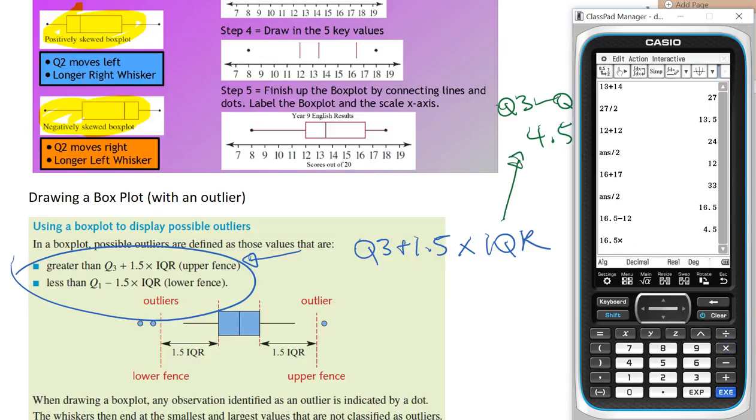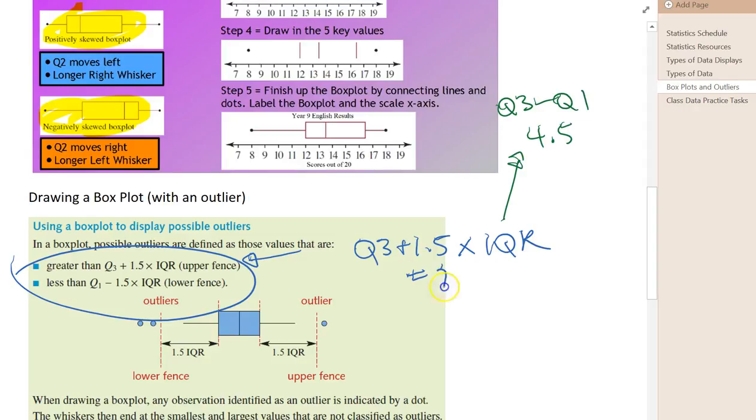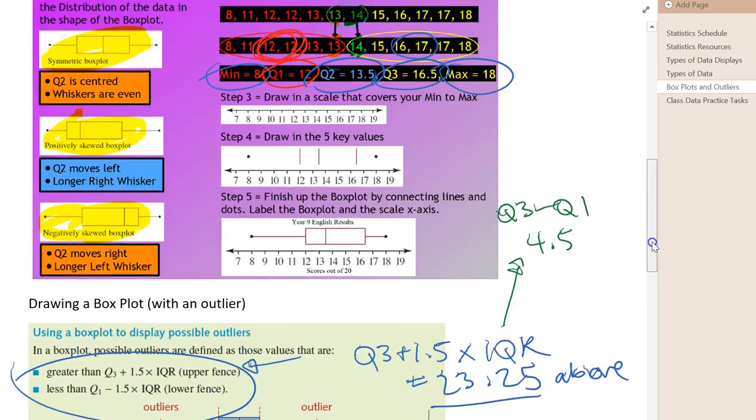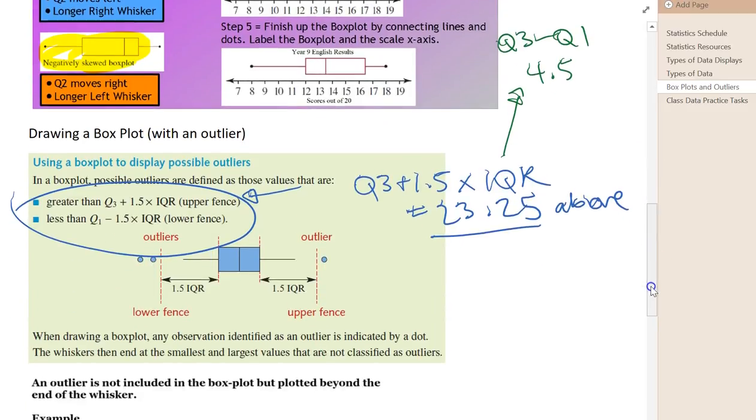We're going to multiply that by 1.5, plus 1.5 times the interquartile range, which is 4.5. The answer to that is 23.25. What that means is anything above 23.25 is an outlier for this data. Our biggest number is only 18, so there are no high outliers.